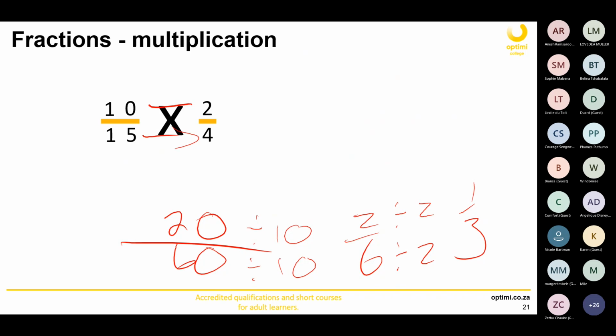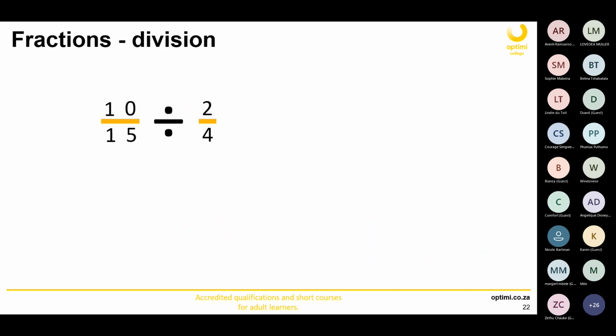Everyone understand that one? Guys, I'm going fast through it now. You must please say if you don't understand it. Division.